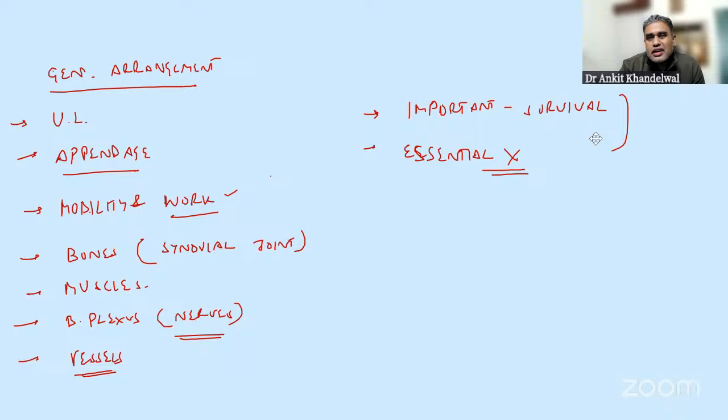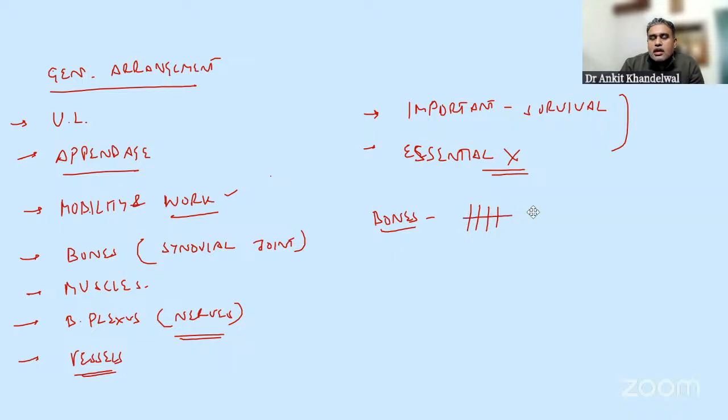Okay, let us see some arrangement now. How many bones are there in the upper limb? Just think about it. Pause the video, think for a second. If I start from the proximal end, we have a clavicle in the front of the pectoral girdle or the shoulder girdle, and then we have a scapula behind. Then we have the humerus, the radius, and the ulna.